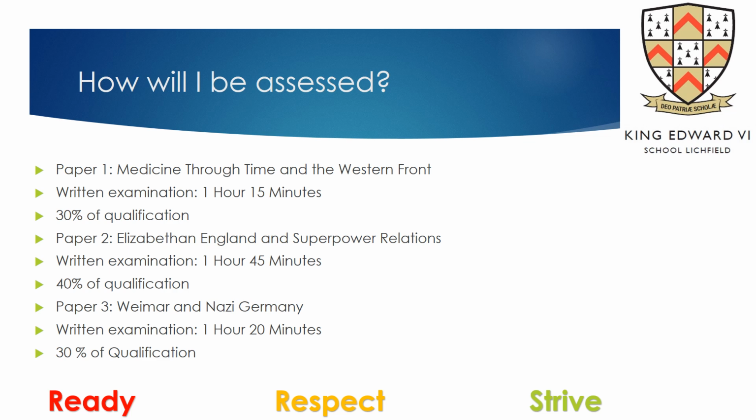Assessment for the GCSE takes place at the end of Year 11 by way of 3 examinations. The first one is Paper 1, Medicine Through Time in the Western Front, and this examination lasts for 1 hour 15 minutes, and it's worth 30% of the qualification grade. The second paper that you will see is for Elizabethan England and superpower relations. This is also a written examination of 1 hour 45 minutes and makes up 40% of your grade. The final paper, Paper 3, is for Weimar and Nazi Germany. It is again a written examination and it is 1 hour 20 minutes, making up 30% of the qualification.